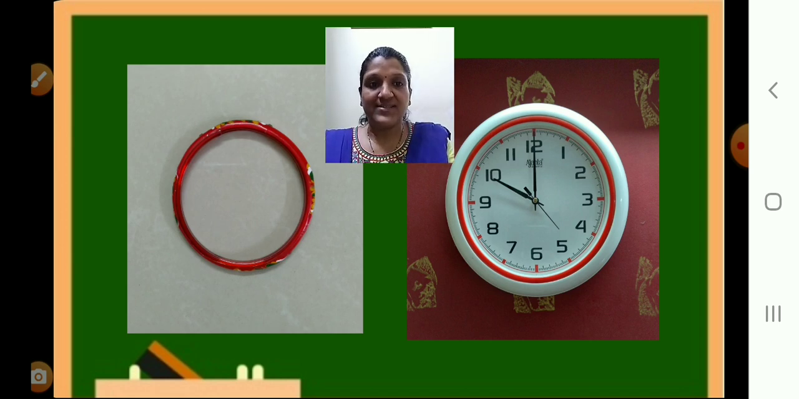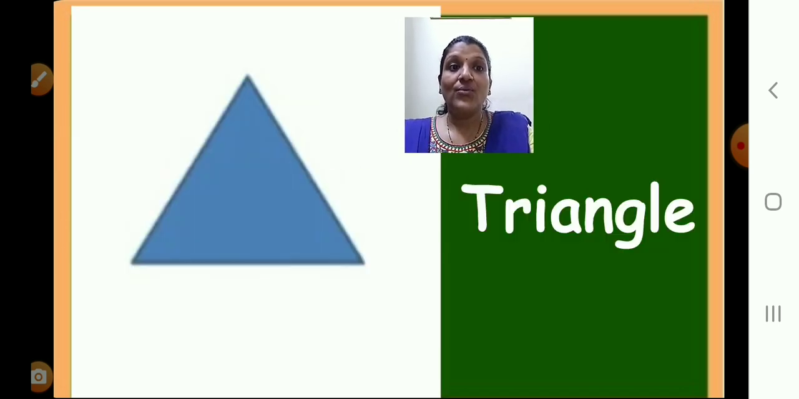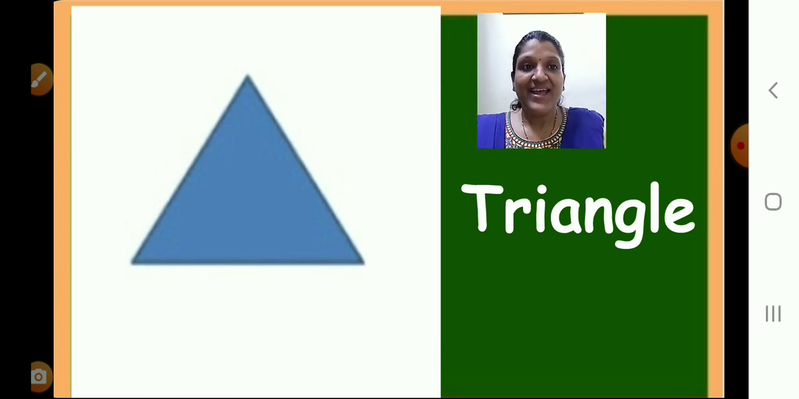Now, next. Which shape is this, children? Yes, a triangle, which is having 3 sides. Yes. How do we write triangle? Triangle. Triangle. Okay. Which are the things we find in triangle shape? Let's see.